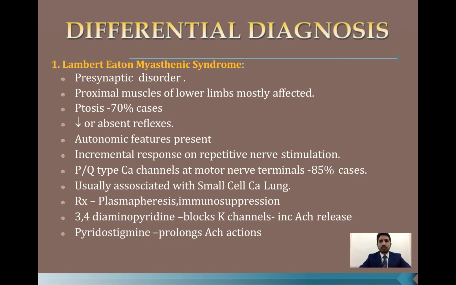One of the most important differential diagnoses of myasthenia gravis is Lambert-Eaton myasthenic syndrome. Clinically, we can differentiate it from myasthenia gravis in that on repetitive use there is weakness of the muscles in myasthenia gravis, while in Lambert-Eaton syndrome the muscle strength increases after repetitive use. This is called incremental response. There are other features that can help us distinguish, like this is a presynaptic disorder and it affects mostly the proximal muscles of the lower limb. Along with proximal weakness, there are autonomic features present.